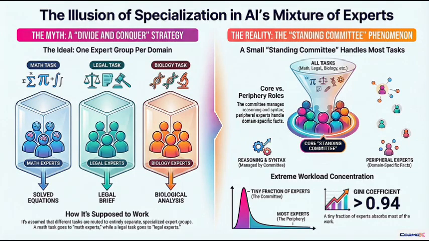Today we are jumping straight into something that really challenges a core belief about a major AI architecture. We're talking about mixture of experts, or MoE models. Exactly. And the whole idea has always been specialization. This clean divide and conquer approach where a math problem goes to the math experts. Simple. Well, it turns out it's not so simple.